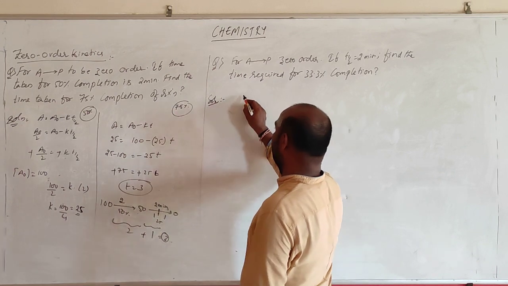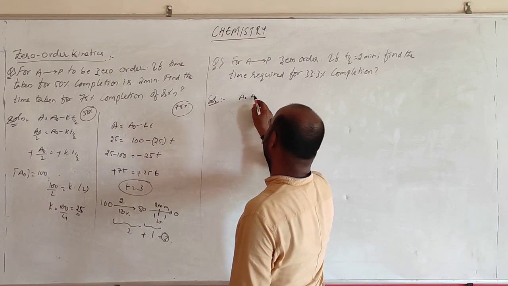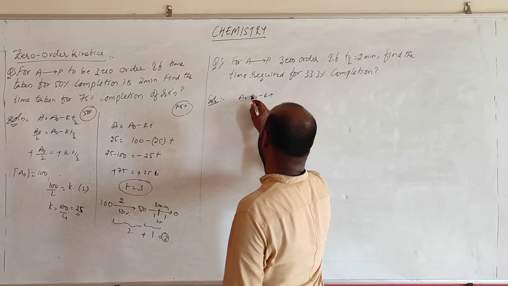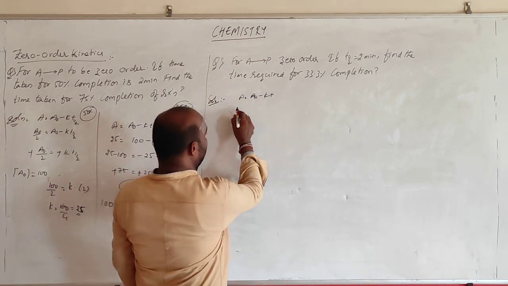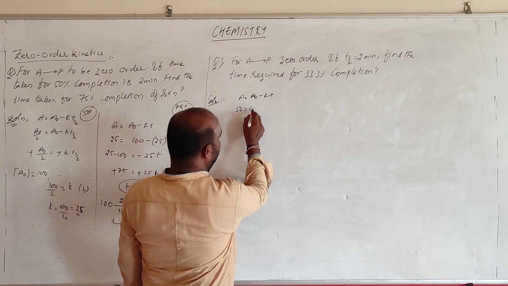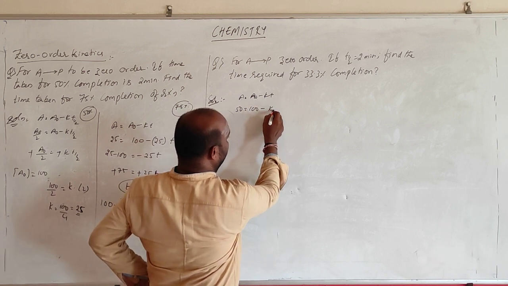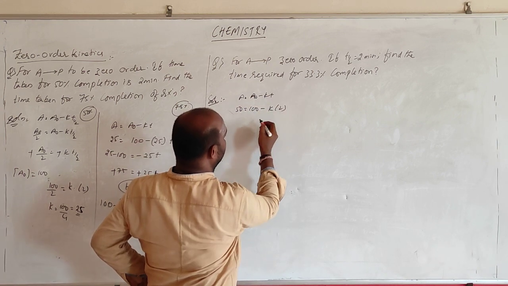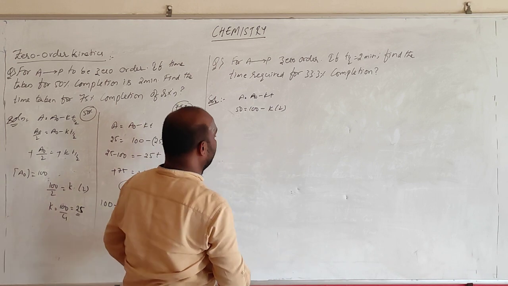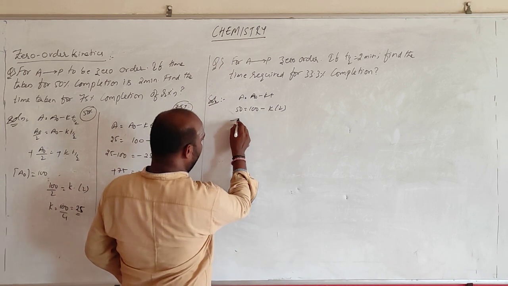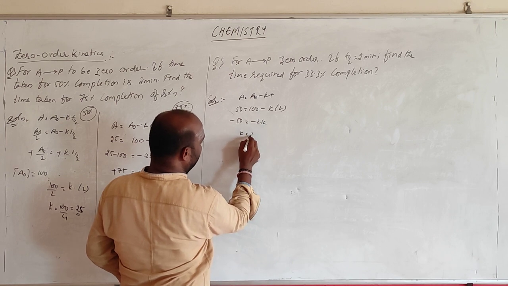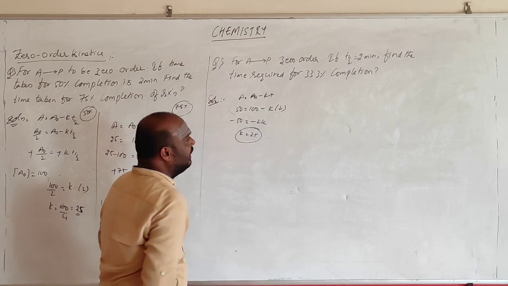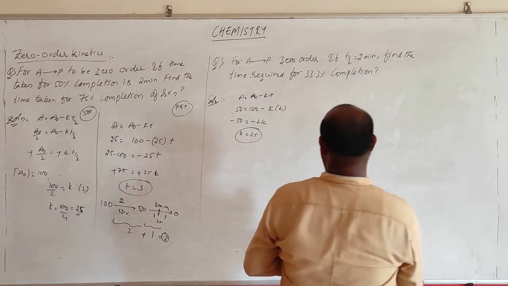So T half means A is equal to A naught minus K T. At T half, it is 50 equals 100 minus K into T half. How much? 2 minutes. So what is the K value? Getting minus 50 equals minus 2K. K is equal to 25. The question says 33.3% completed.